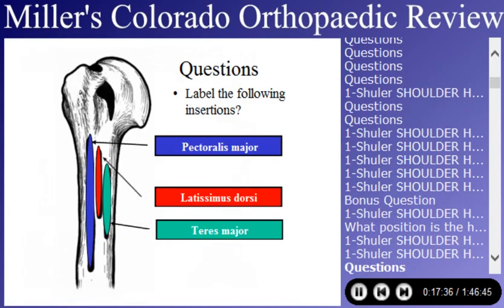Label the following insertions to the proximal humerus. Easy way to remember this is latissimus is in the middle. Pectoralis major, lateral. Middle is latissimus. Medial is teres major.